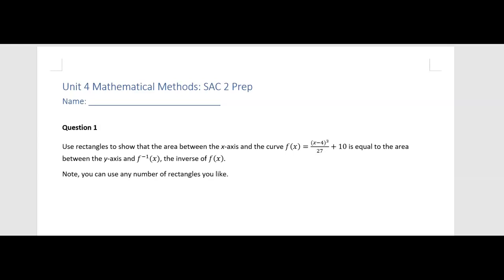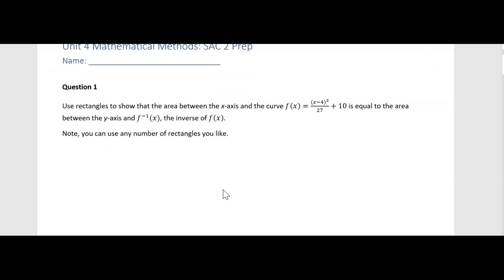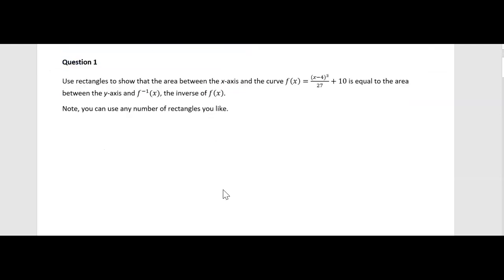Okay, so question number 1. Use rectangles to show that the area between the x-axis and the curve f of x is equal to the area between the y-axis and the inverse of f of x. All right, so first of all, we've got our original function, f of x, and I'm going to plot that, and I'm also going to plot the inverse. So first of all, we need to get the inverse.